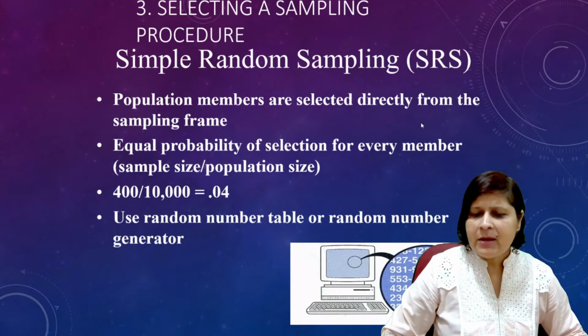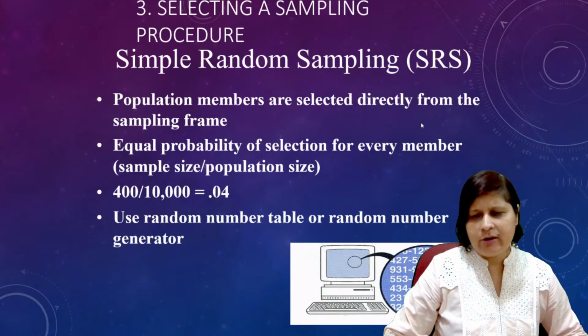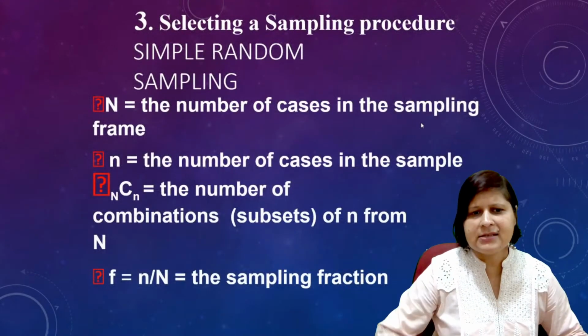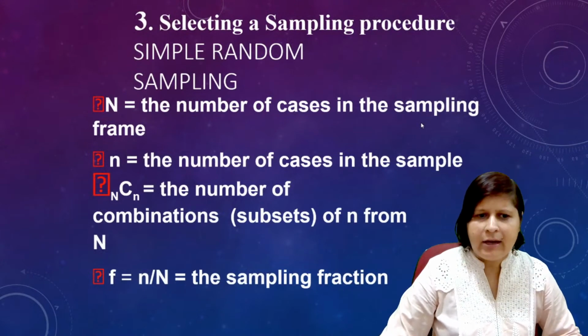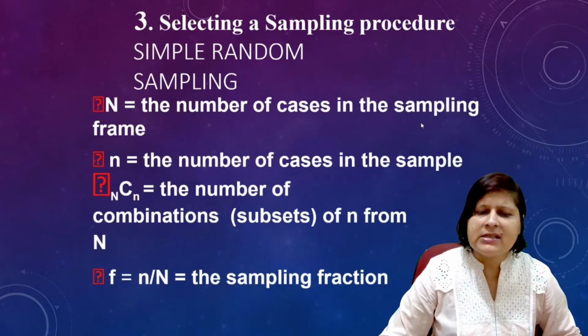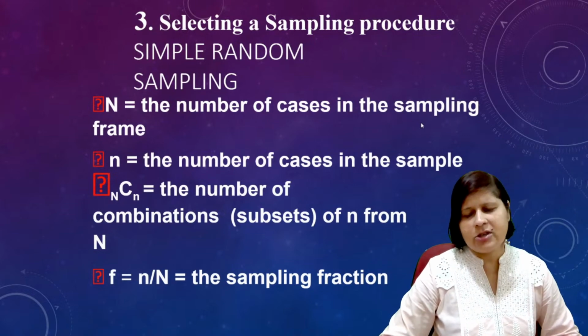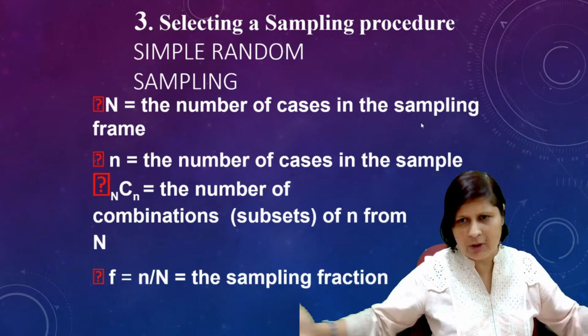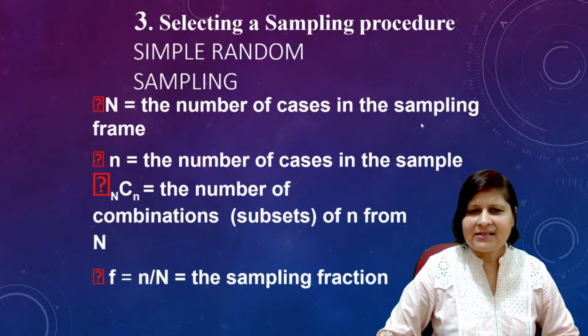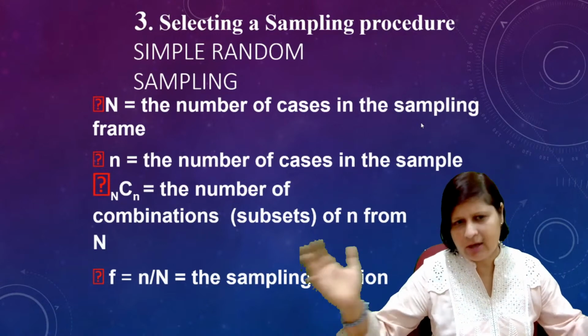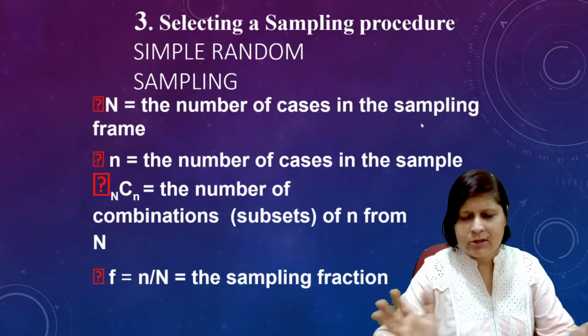We use a random number table or random number generator to select the sample, first number, right? N is the number of cases in the sampling frame, that is, it represents the total population. Suppose there are 1 lakh, or the population is 100. Let us start with a smaller number.